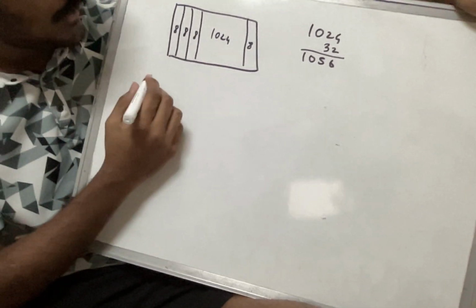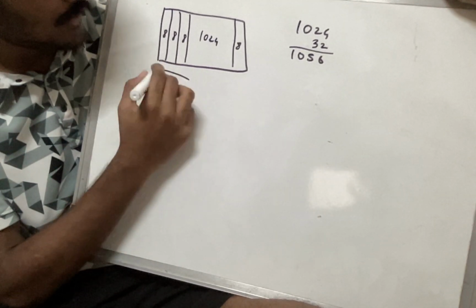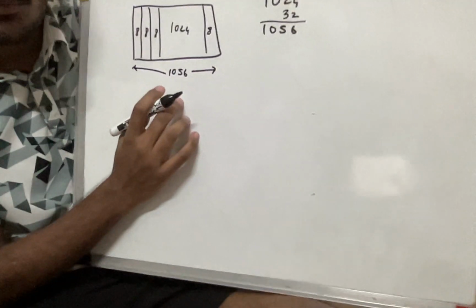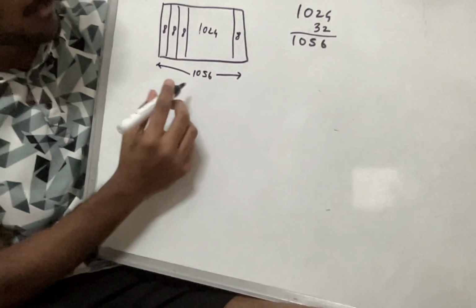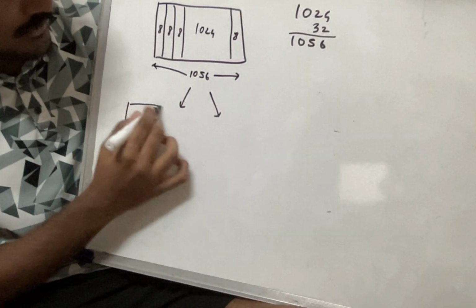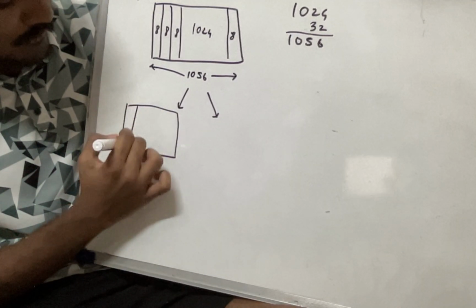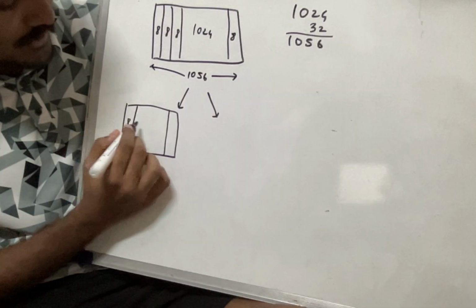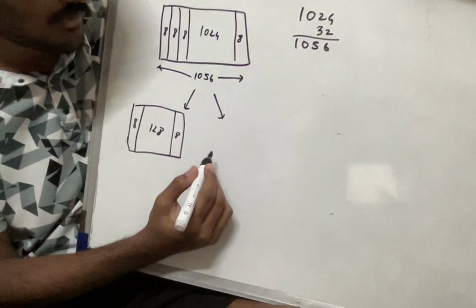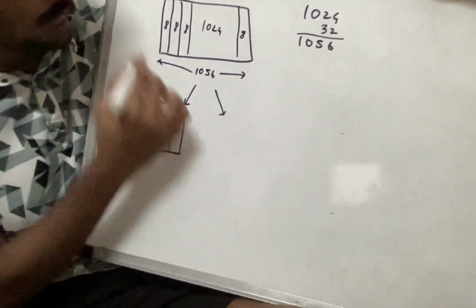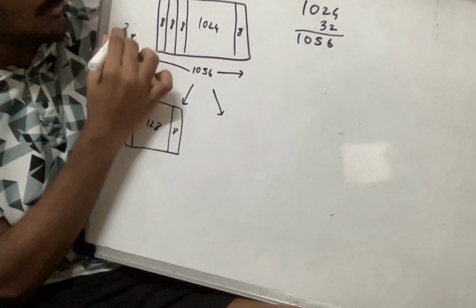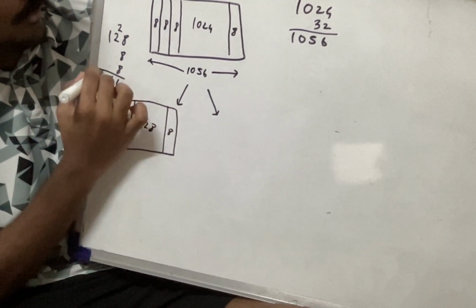So now this block becomes, this is 1056, okay? So now this block will break into two blocks. The first will be this: 8, 128, 8. And now what is the rest of the block? So this is 8, 8, 8, 8 here, 24, 2 plus 2, 4, 144.